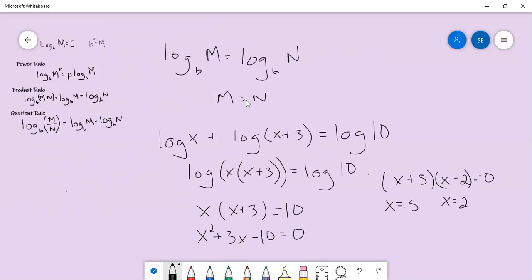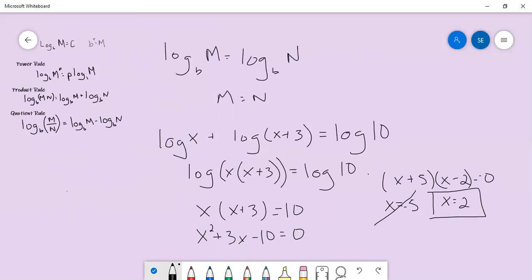So we have to go back to this original equation. Again, we can't have the log of a negative number. If we plug negative 5 in here, this is log of negative 5. We can't do that. That's not part of our domain. That's not a valid answer. If we plug 2 in, we get log of 2 plus log of 2 plus 3, 5. That is valid. And if you go through the math, you can verify that answer. Okay?